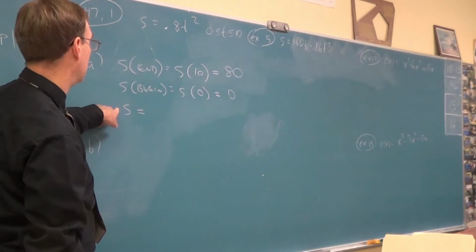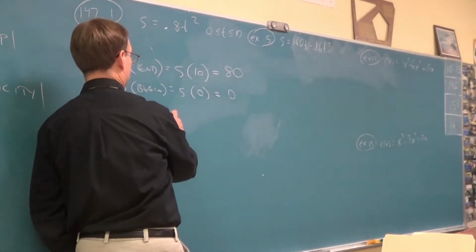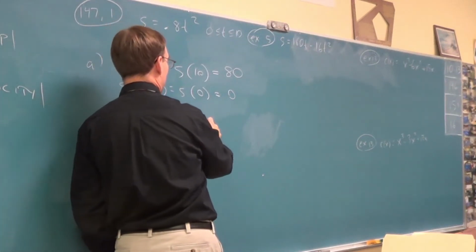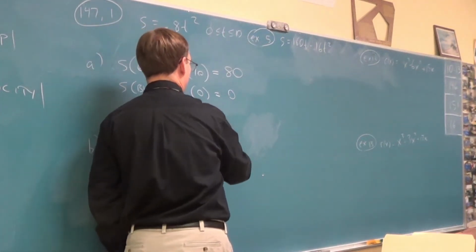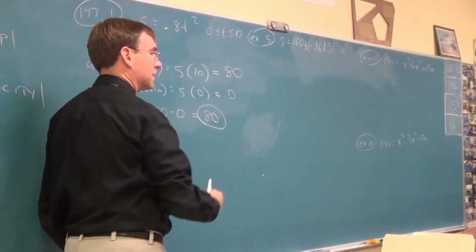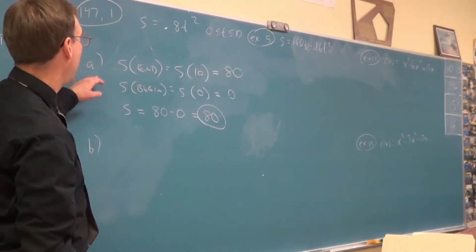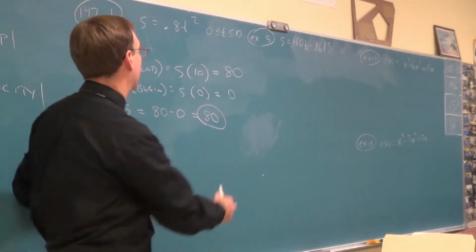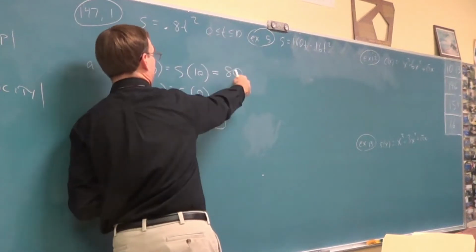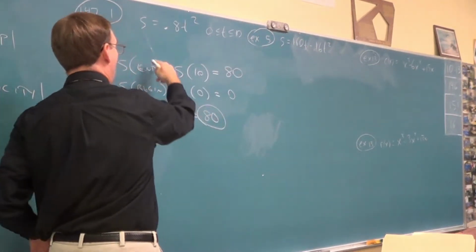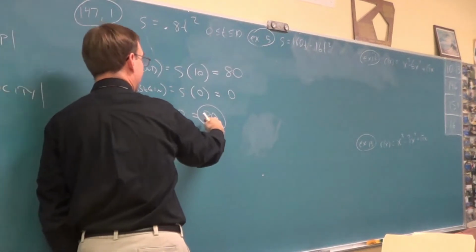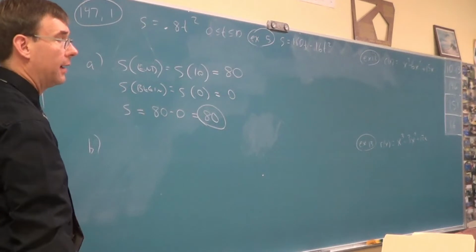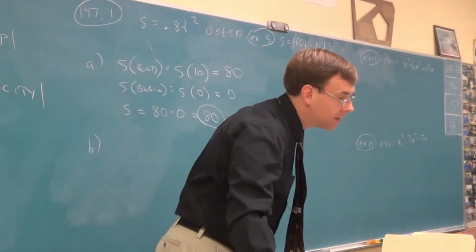So how far did you travel? 80, because 80 minus 0 is 80. But in a different question it might be 80 minus something is something. For part A, figure out where you are at the end, figure out where you are at the beginning. They're giving you the numbers to plug in, get 2 results. Subtract, always end minus beginning, in that order. That's half of A. They said find the displacement, and we did.